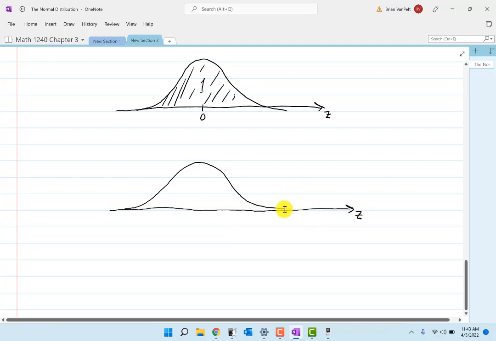It actually doesn't touch this line, the z-axis, if you will. It doesn't touch it. It gets closer and closer to it, as close as you can imagine, but it never actually touches it. The same is true in that direction as well. So once again, let me put 0 here.